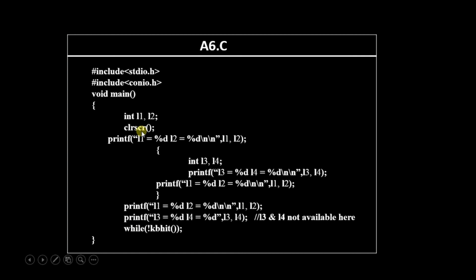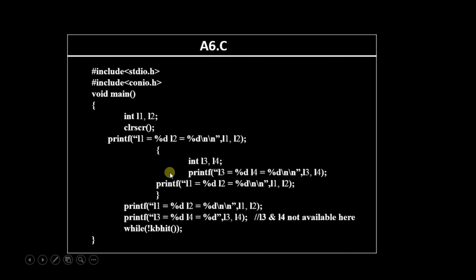After that, we have used the clrscr function, whose work is to clear the screen. Then we are using the printf function, whose work is to print whatever is within the double quotes. So I have printed i1 is equal to percentage d, i2 is equal to percentage d, then new line. Then I have opened the curly braces. So we can say that i1 and i2's life period is within this curly braces, and i3, i4's life period is within this curly braces.